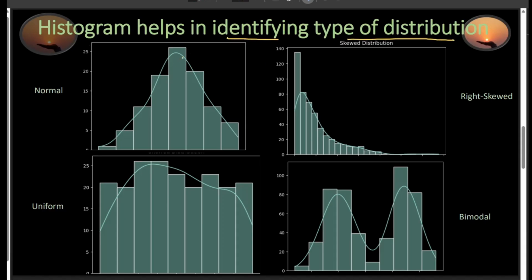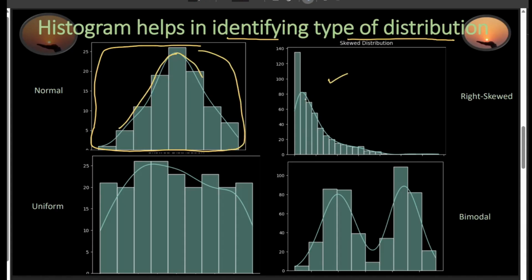So let's look at this one right here. This is my plot. I did a histogram, and just by looking at this, you can tell that this is a normal distribution right here. The normal distribution has the characteristic of a bell-shaped curve. This one right here is a skewed distribution. It is not a bell shape. You can see it's a skewed distribution.